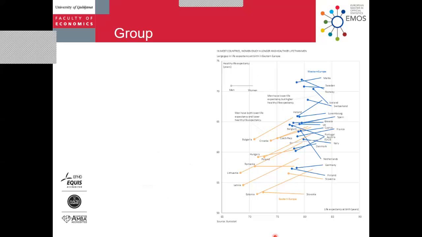So this is an example of grouping, and I grouped Western Europe countries and Eastern Europe countries, and it clearly shows that the nature of the relationship is different between one group and the other one. The difference between male and female is a lot shorter in Western countries than in the Eastern countries.